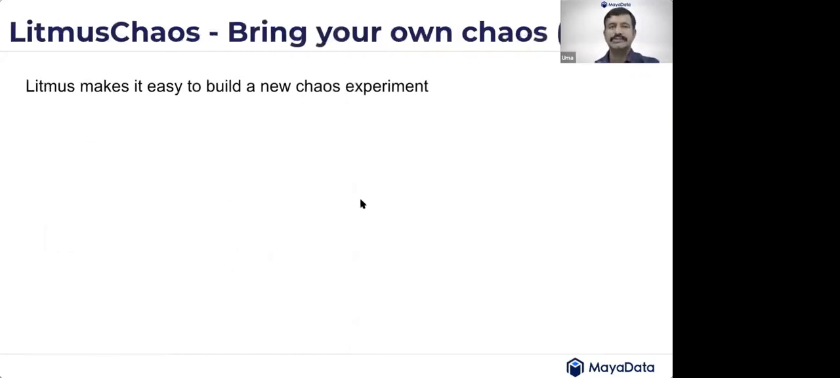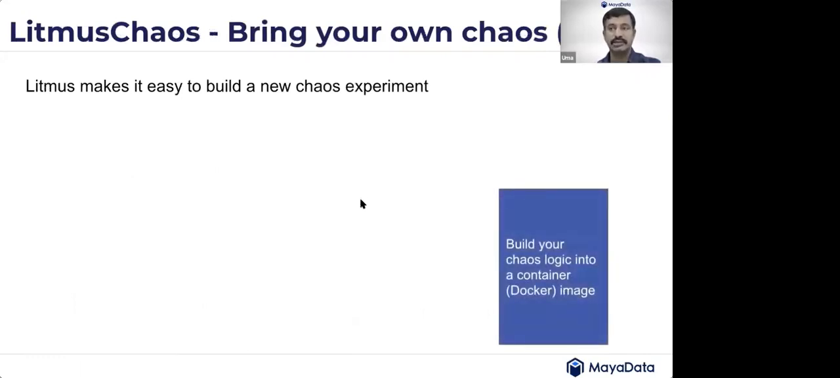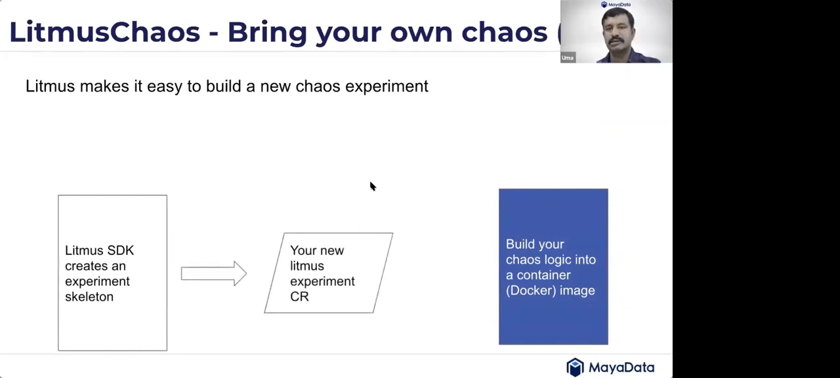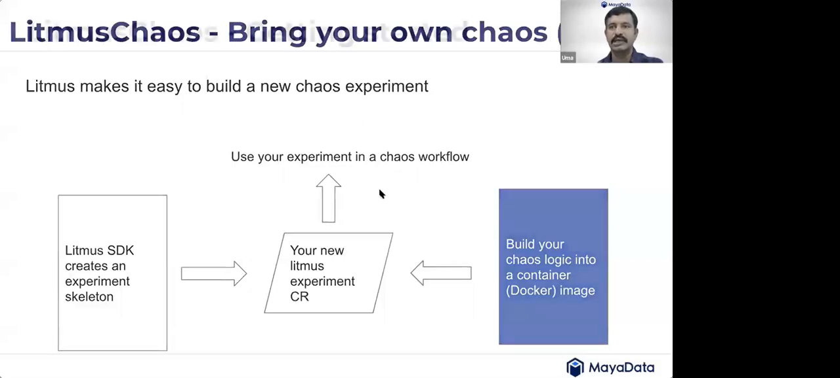Another aspect of Litmus Chaos is, if you have a chaos logic that needs to be introduced and it is not available on the Chaos Hub, it's pretty easy to build. We call that bring your own chaos. Litmus provides a good and easy to use SDK using which you can create an experiment skeleton. What you need to do then is put your chaos logic into a container image, a Docker image, and point that into the skeleton, and your experiment is ready to go. Then you can use that experiment in a chaos workflow. It's pretty easy to do.